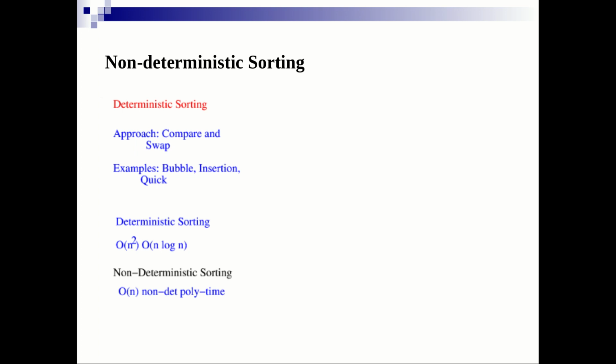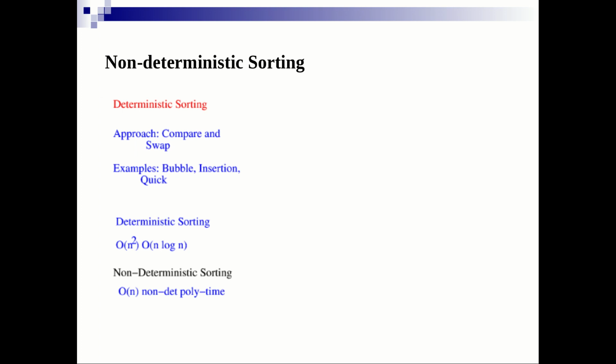So basically you can see some comparison and swapping happening in any sorting algorithm, and it proceeds in a step-by-step systematic deterministic way. Say the first two elements are compared, then swap if needed, then the second two elements are compared, then swap if needed. So like that it is proceeding in a step-by-step systematic way, right? Like bubble sort, insertion sort, quick sort, etc. And all these deterministic sorting algorithms, which you are already familiar with, give you a running time of order of n square or order of n log n.